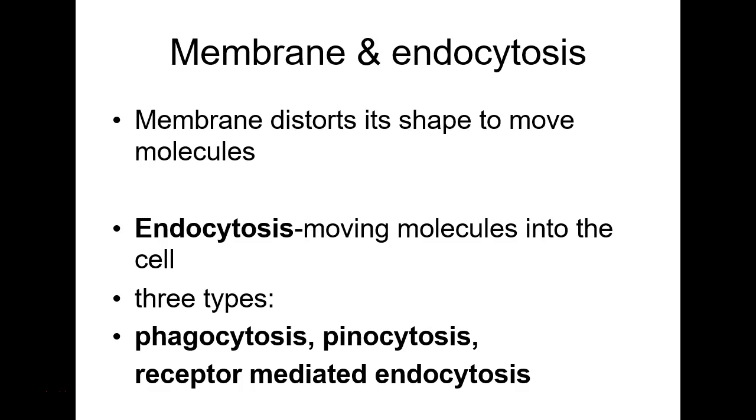All right. Endocytosis, what does that mean? That just means going into a cell, basically. So moving molecules into the cell. There's 3 basic types: phagocytosis, pinocytosis, and receptor-mediated endocytosis. That's a mouthful. All right, let's take them one at a time.